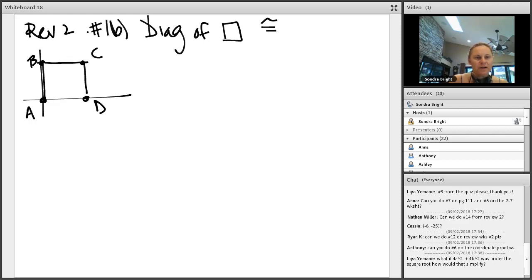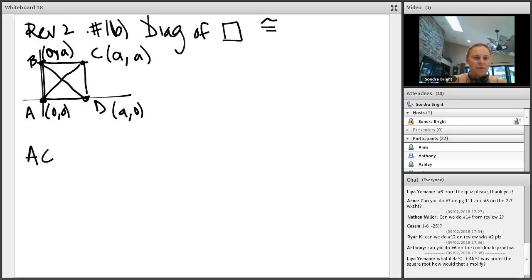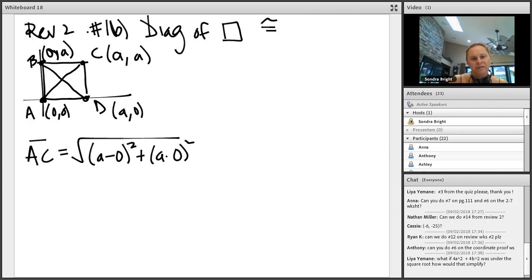So the difference is for a square, all the sides are the same. So I'll call it 0, 0, A, 0, B will be 0, comma A, and C will be A, comma A. And then we're going to prove AC is congruent to BD. So AC is the square root of A minus 0 squared plus A minus 0 squared, which gives you a square root of A squared plus A squared, which is 2A squared. So the A can come out and leave you with A rad 2.